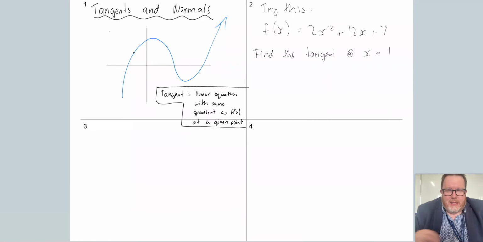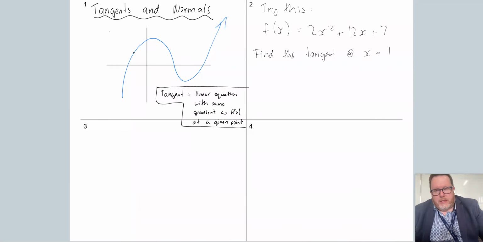So a tangent is basically that. It's like saying, if we can work out the gradient of that function at a particular point, then we can draw a straight line with that same gradient and passing through that point. And this is basically what this says. Tangent is the linear equation with the same gradient as f of x at a given point. What I didn't write here, but is absolutely critical, is that the linear equation goes through that point as well.